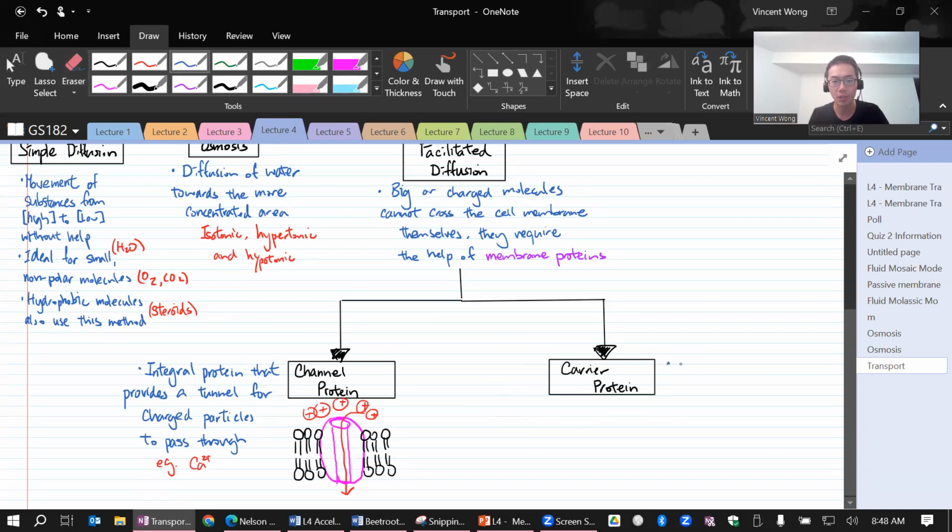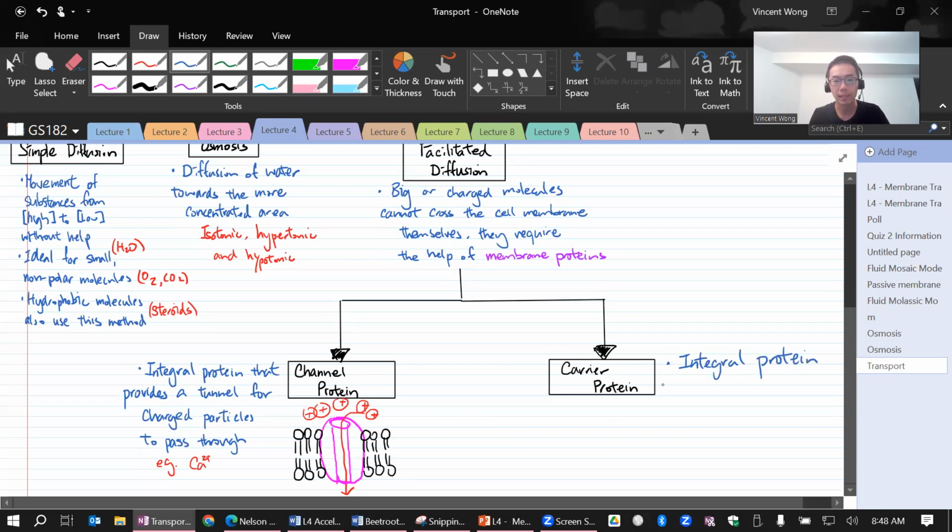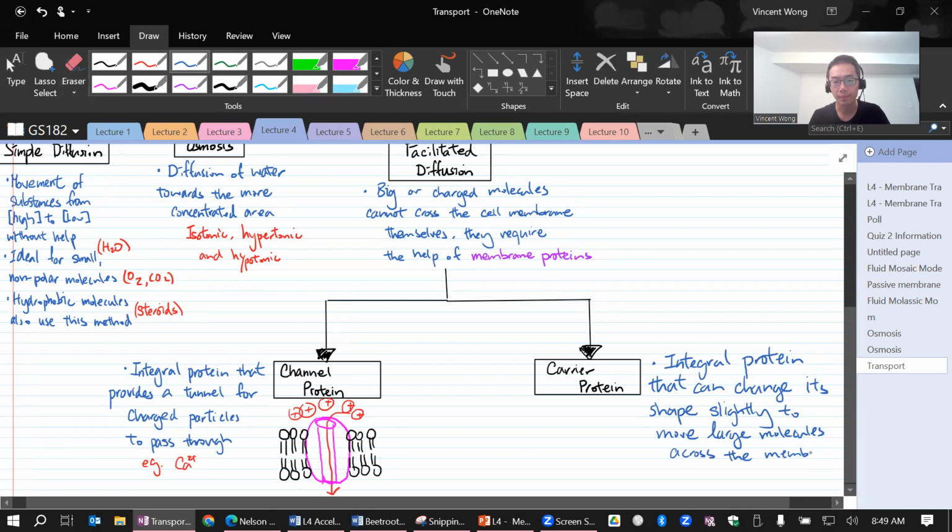Carrier protein is also an integral protein that can change its shape slightly to move large molecules across the membrane. Now I'll draw it out for you.